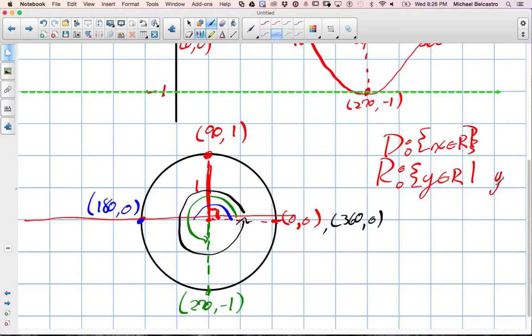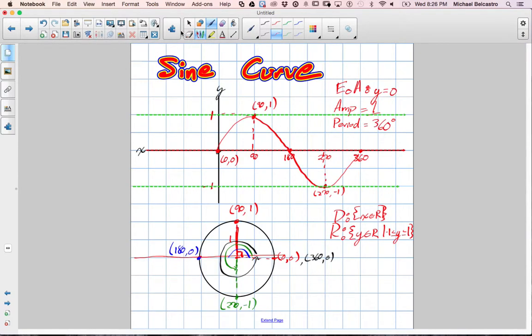So we know that y is greater than or equal to -1, but y itself is less than or equal to the value of 1. We go from the lowest to the highest. Okay, so that would be our domain and our range of that function.